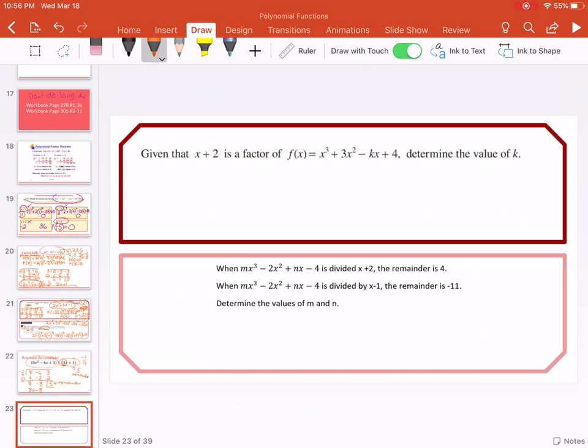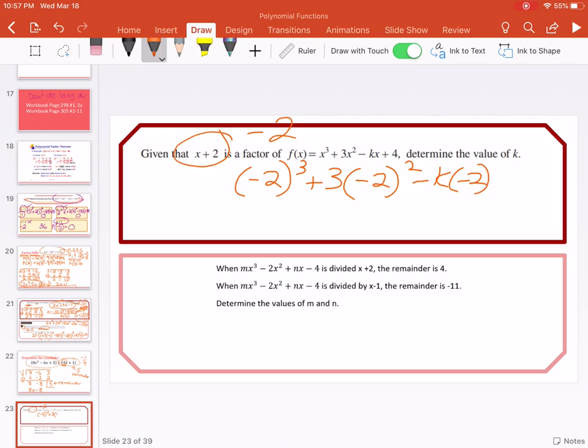Okay, so given that x plus 2 is a factor, determine the value of k. This is very similar to the question we already did, so I'll go through this really quickly. We take the zero of x plus 2, which is negative 2, and plug it into our equation, replacing all of our x's with negative 2. Collect like terms, so we end up with 8 plus 2k equals 0. Then solve, and k ends up giving me negative 4.